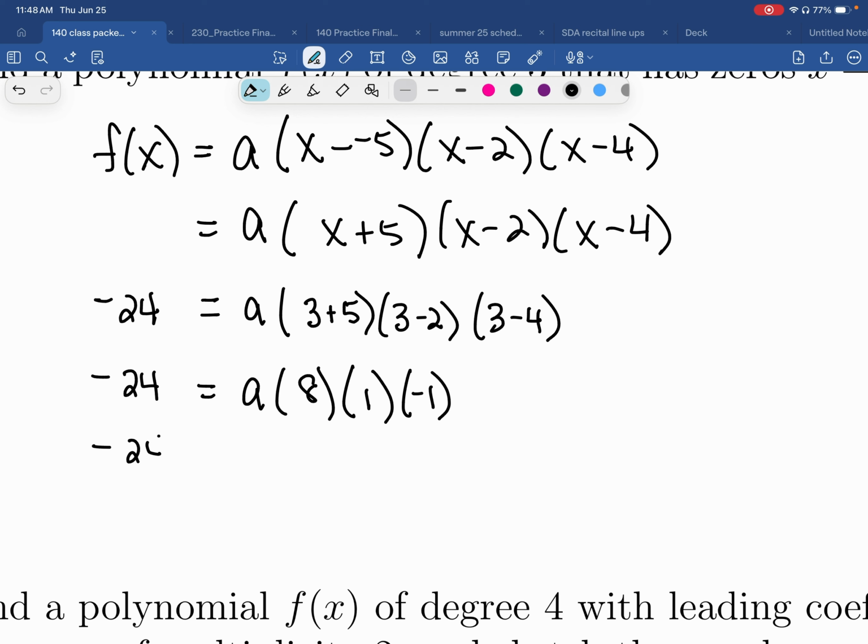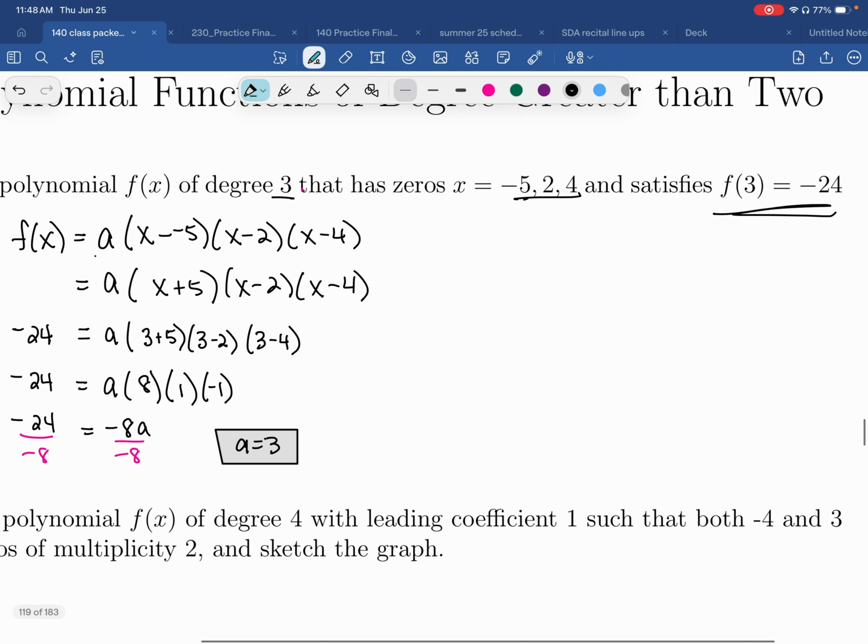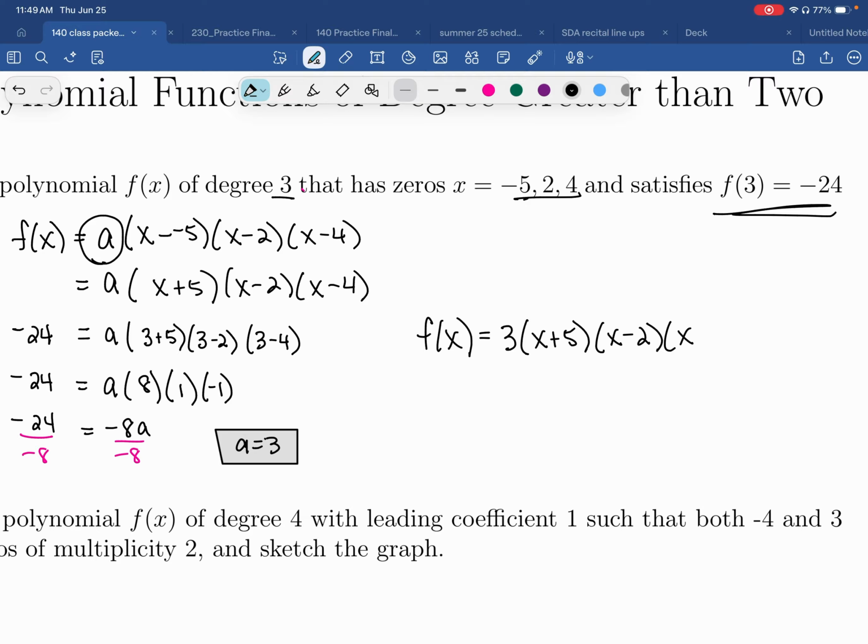So that's -24 equals -8 times a. Go ahead and divide both sides by that -8, and that will tell you that your a value is 3. And that we're going to plug back in right up here for that a. That's going to give us a final factorization of f of x equals 3 times x plus 5, x minus 2, and x minus 4. Okay, and that's our final factorization.